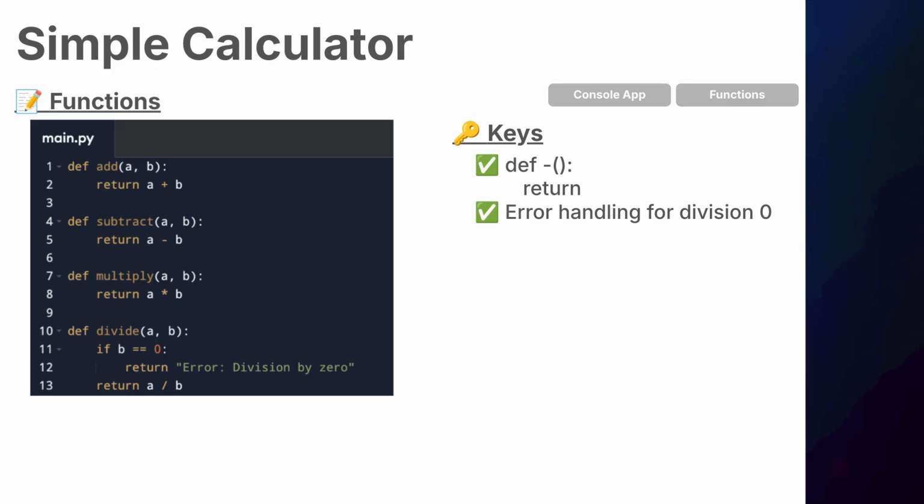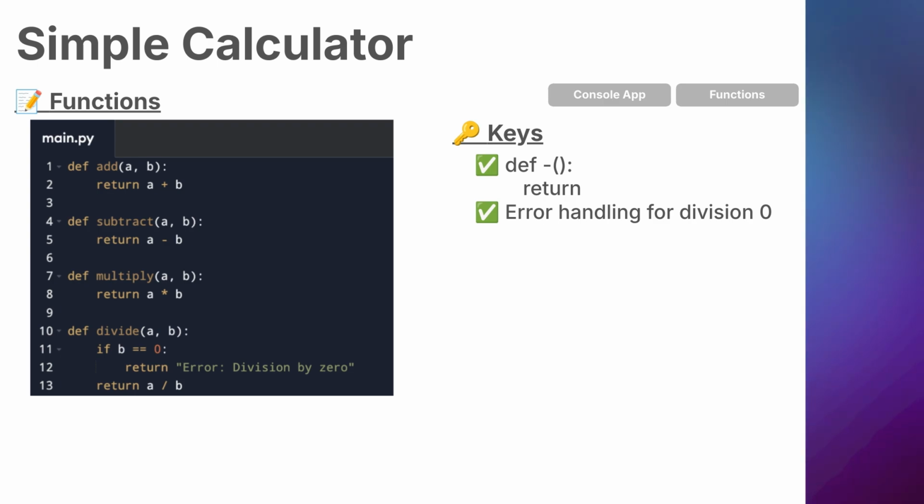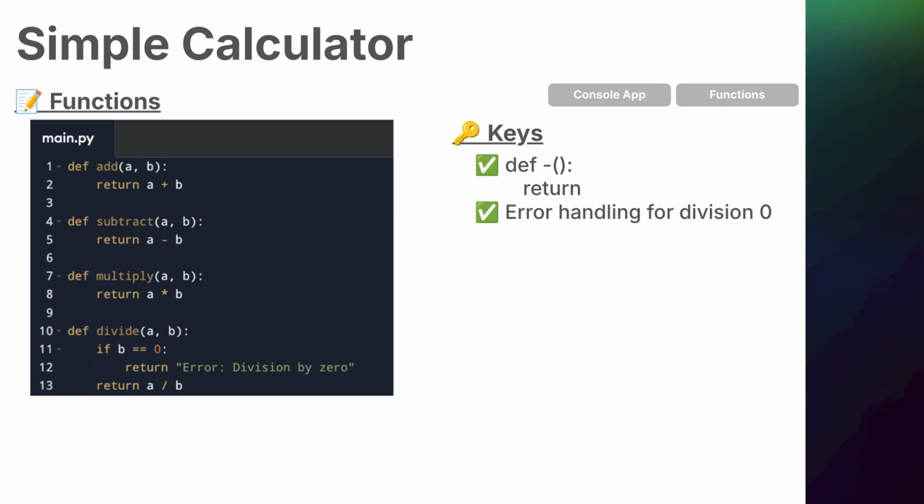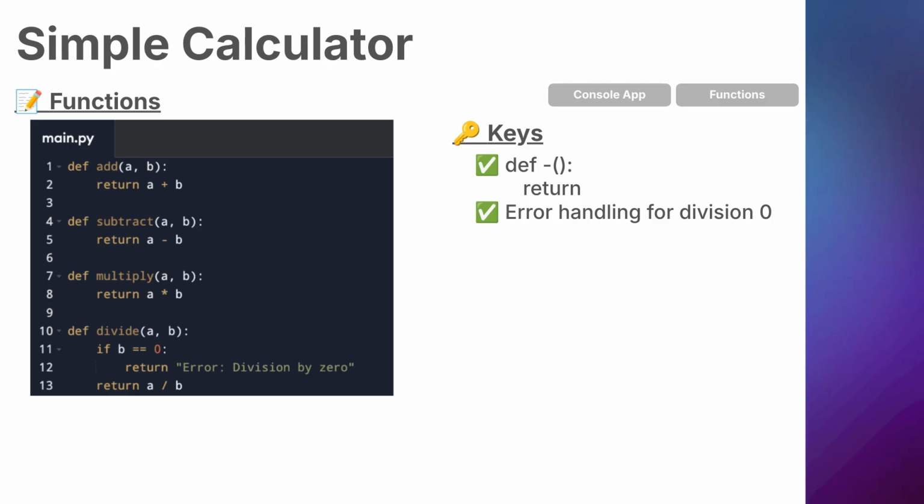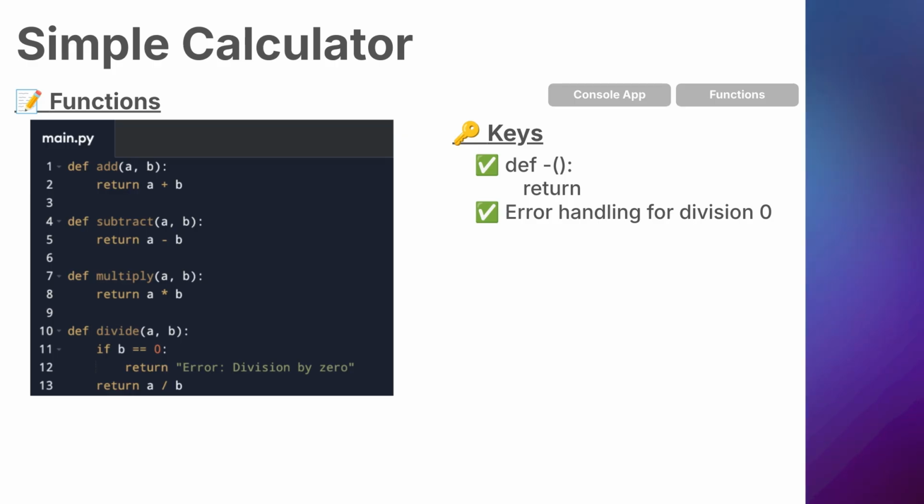Finally, we get to the divide function. This one introduces a key idea: error handling. Before it tries to divide, it checks if the second number is 0. If it is, the function returns a special message instead of trying to divide, because dividing by 0 would crash the program. This is a very simple but important example of adding safety checks to your code. If the second number is not 0, the function returns the result of the division as expected.